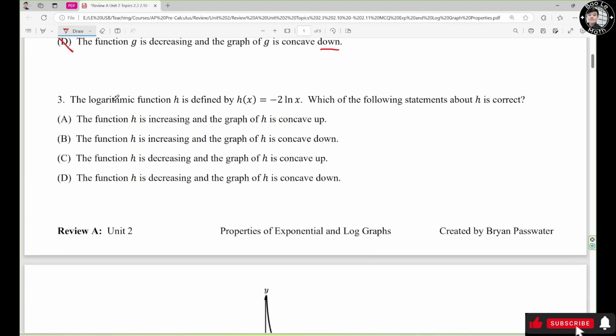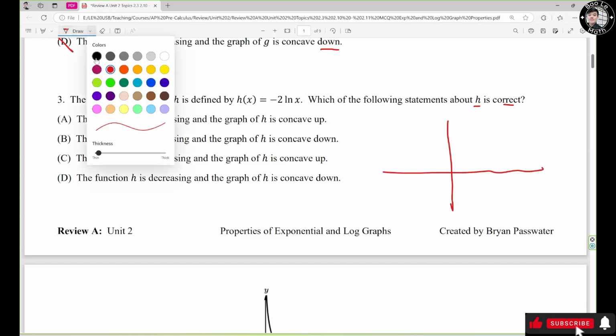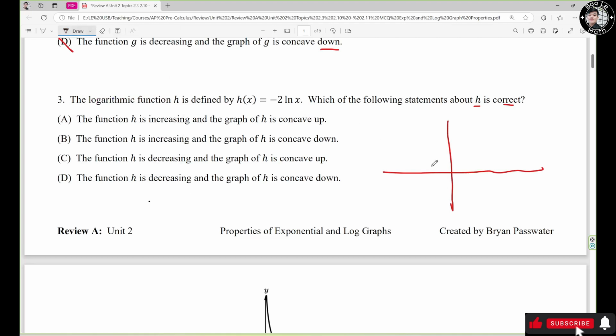Now question 3. The logarithmic function h is defined by h of s equals -2 natural log of s, right? Which of the following statements about the function h is correct, right? Now we need to graph this one, right? So we have the parent function of the logarithmic function is going to be like this. Alright, now you multiply by -2 in front of the output, which means there is a dilation and reflection over the x-axis, right?